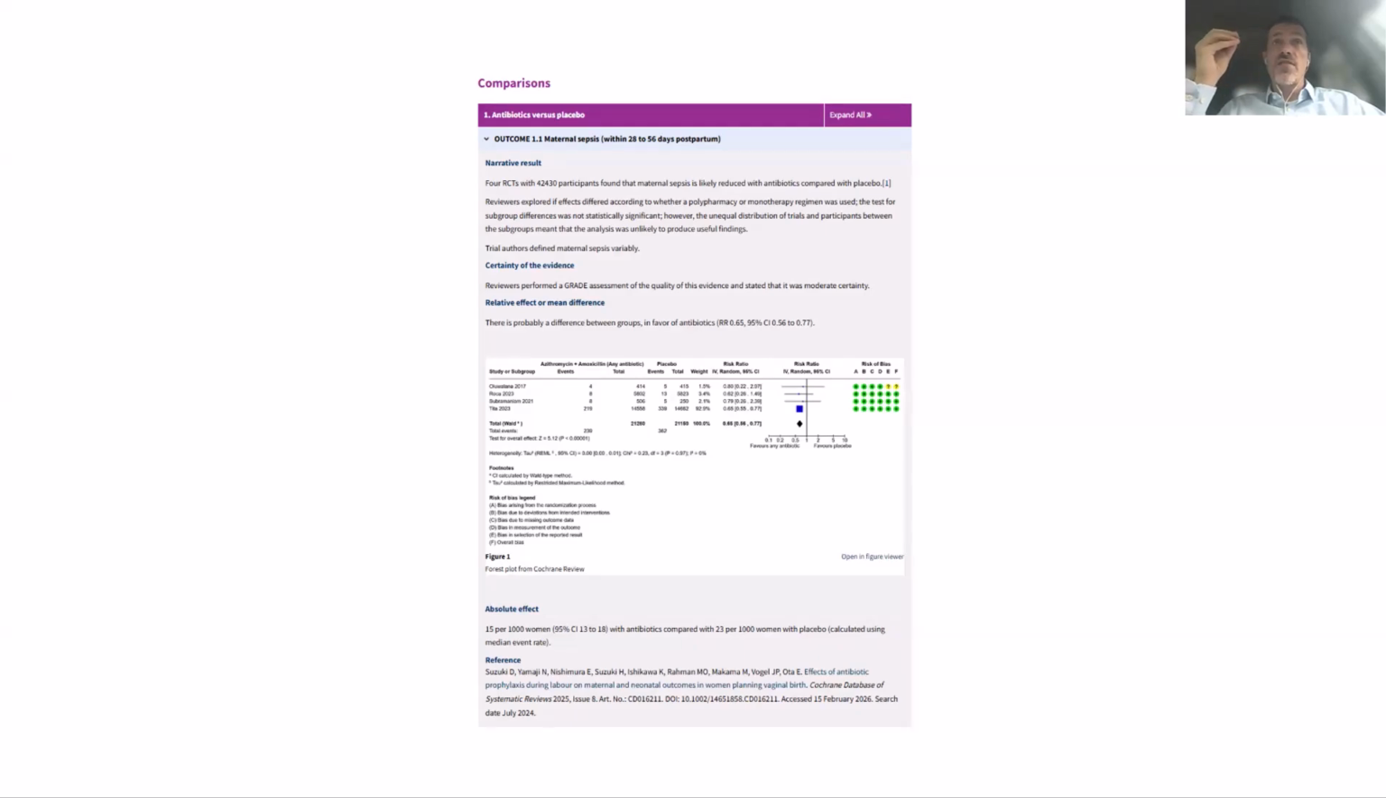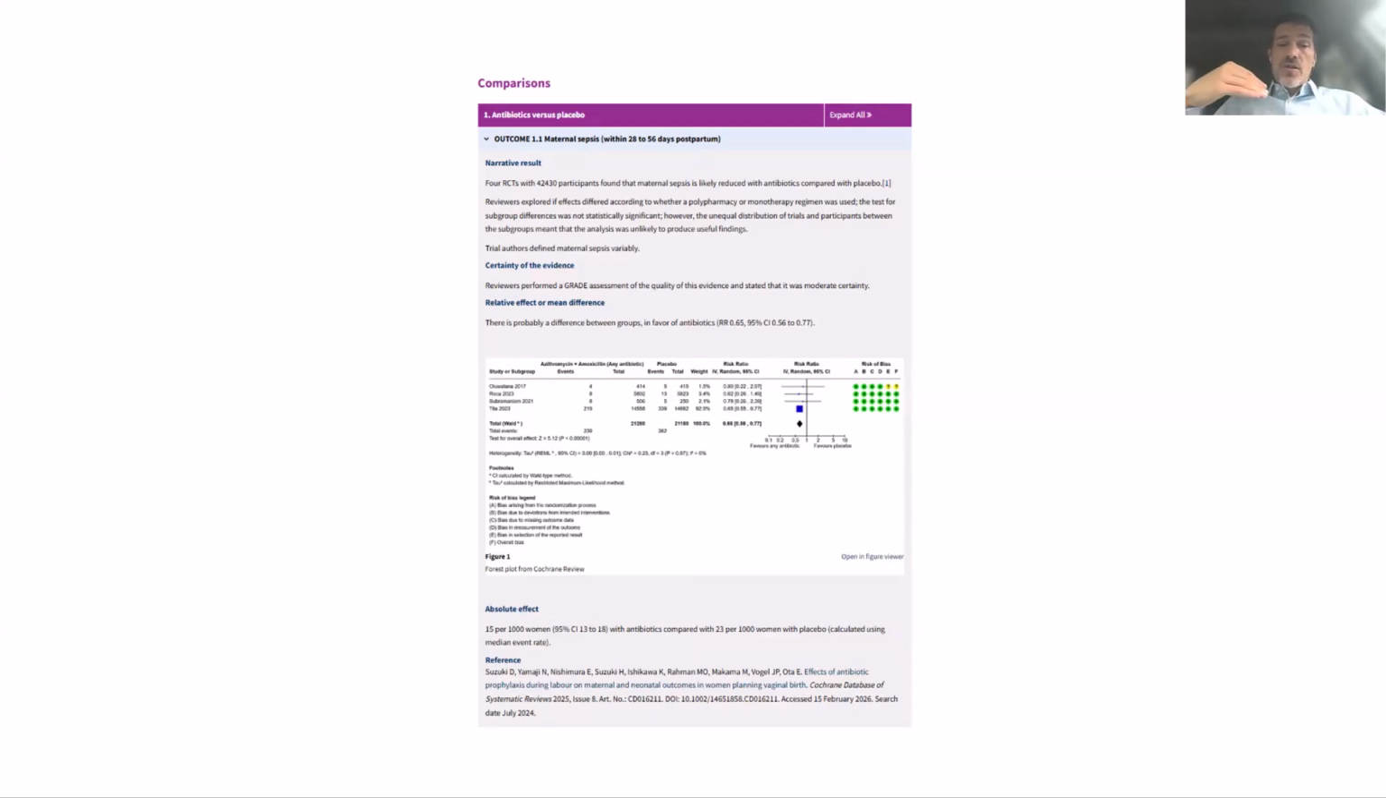They talk about the certainty of evidence. If you recall, Cochrane always tries to use the GRADE scale when they're scoring and updating evidence certainty. If they cannot use GRADE, they will state the reasons or limitations why they could not assess it, and they will talk about the risk of bias instead. They then get into the relative effect or the mean difference, and then they show you the actual data from the Cochrane review.